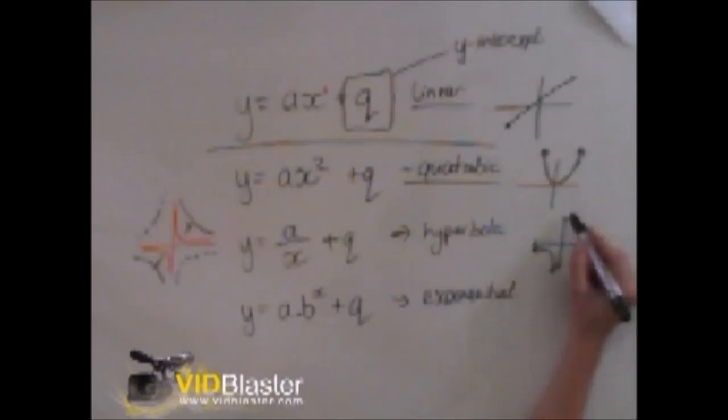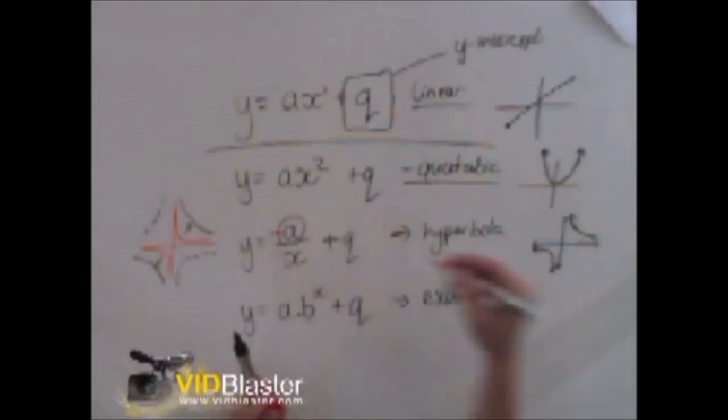And that is why our a value will dictate whether it's positive or negative. Sorry, do you mind if I have the pen? Of course, please. Where a is negative, well, positive. A negative divided by a positive becomes negative.